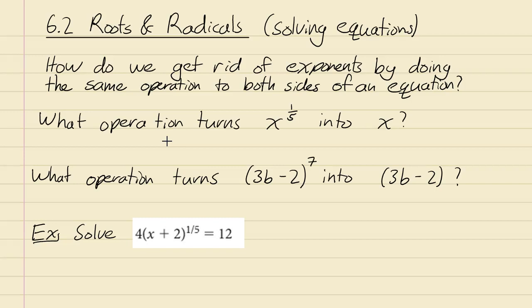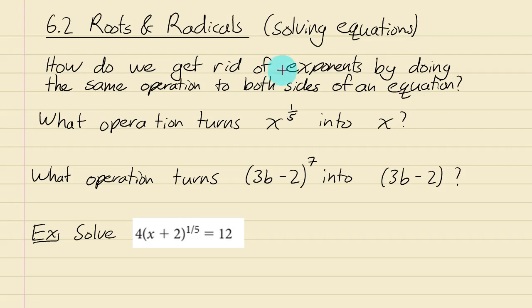Okay, here's how we can deal with radicals and how they're involved with solving equations. So here's the way I want to think about this. Let's say we're solving an equation that looks kind of like this one, where you have a 1/5 in the exponent. How do you get rid of that exponent?